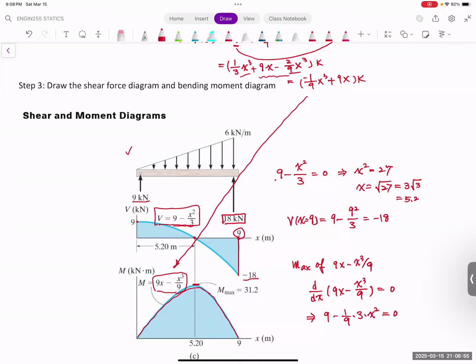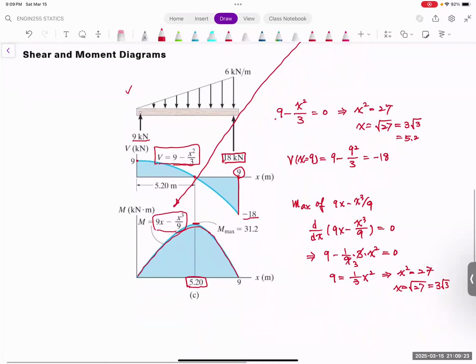So that'll be 3 here. So we have 9 equal to 1/3 x squared, and x squared is equal to 27, which means x is equal to the square root of 27, and that's equal to 3 square root of 3, which is the same as the 5.2.